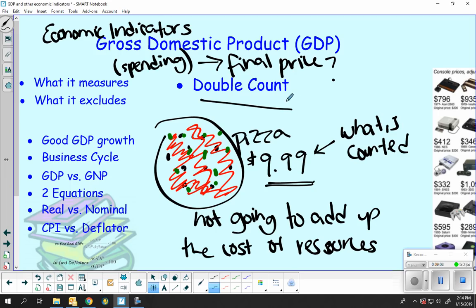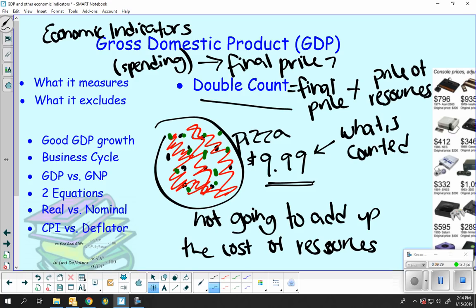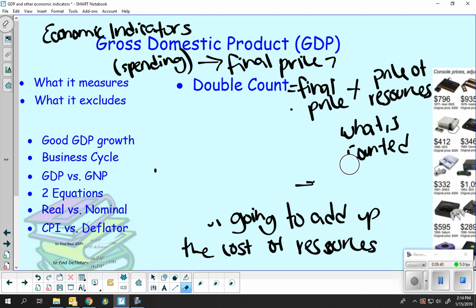Double counting is when you do include all of those things. It's when you say the price of the pizza was $9.99 plus $1 for sauce and $2 for crust, and you add up everything else again. We don't want a double count. That's not a good thing. So double count is the final price of a product, like a pizza, plus the price of resources. You don't want to do that. That is not what countries want to do when they count the price of their pizza or of their GDP or the whole thing.